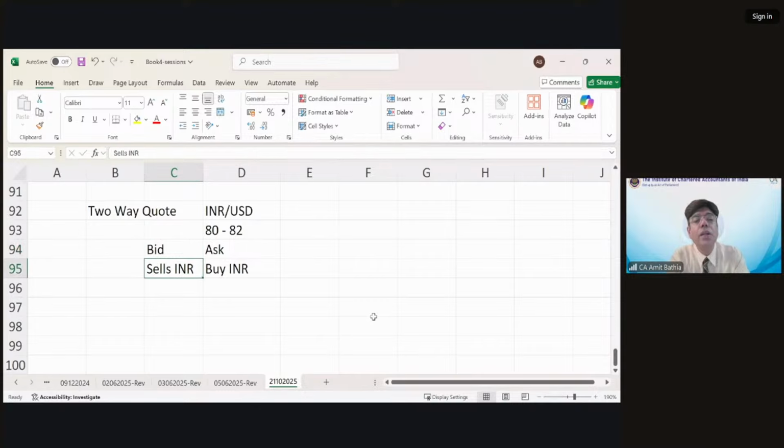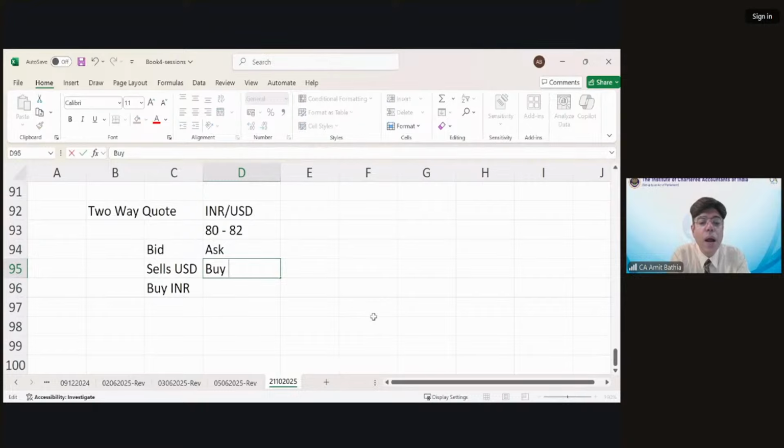Right? And sorry. So at bid, you will be able to sell, sorry, my mistake. So it will be able to sell USD in this case, right? So at bid price, it will sell USD, or in other words, buy INR. And here it is going to buy USD, or in other words, sell INR.